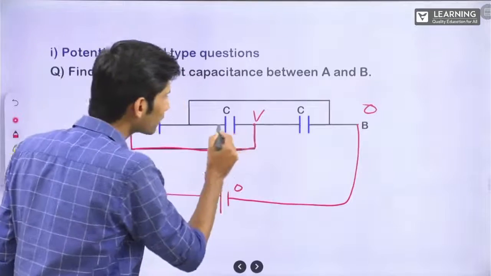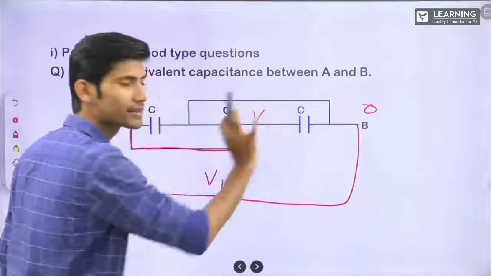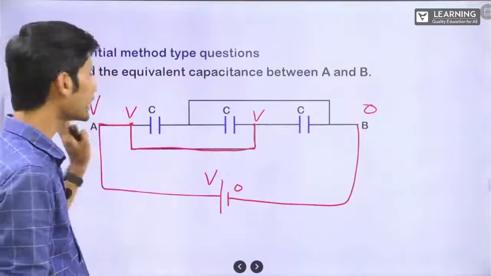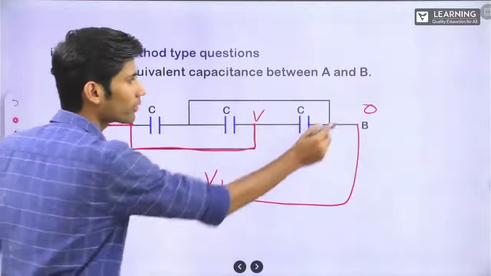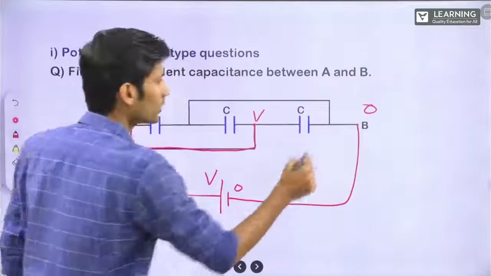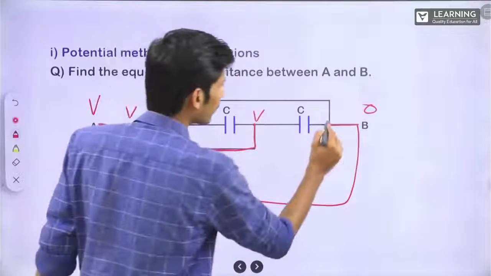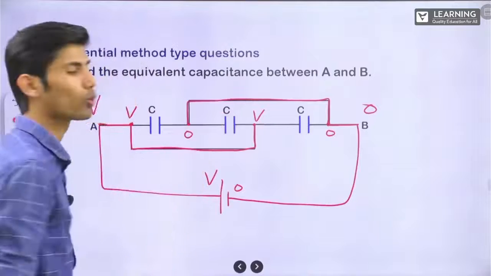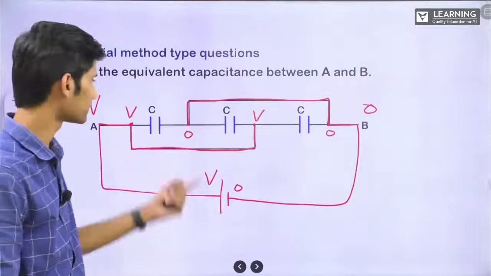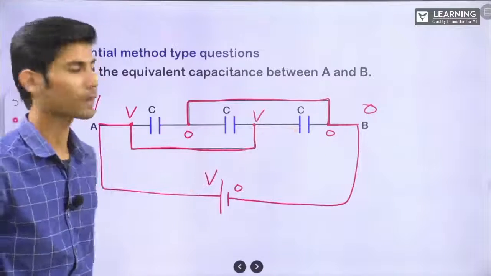Now when we come from here to here, a capacitor is there, potential drop will happen. From here to here, a capacitor is there, potential drop will happen. So till here, I hope you understood. This is at V, this is at V, this is at V. From here, this is at 0. That means from here to here, this will also be at 0. From here to here, once we come, this point will also be at 0. Correct? This is at V, this is at 0, this is at V, this is at 0.